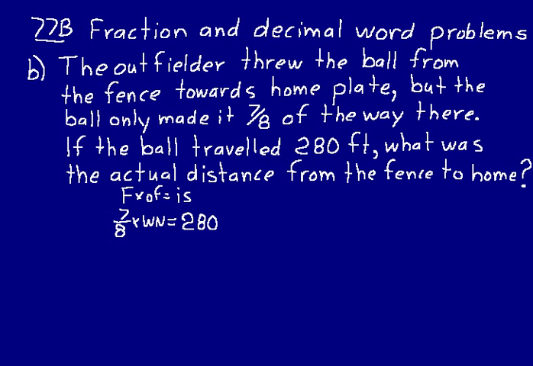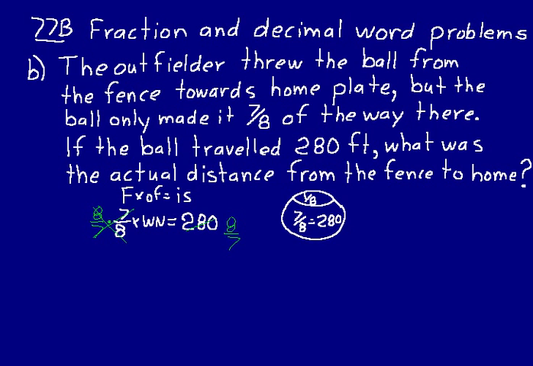We could think about it with a diagram too if we wanted to. So here's a diagram, and let's break it into 1/8 and 7/8. 7/8 is 280. So to get the whole distance there, we need that extra 1/8, so we'll need a little bit more. All we need to do now is multiply both sides by 8/7. And everything cancels on the left.